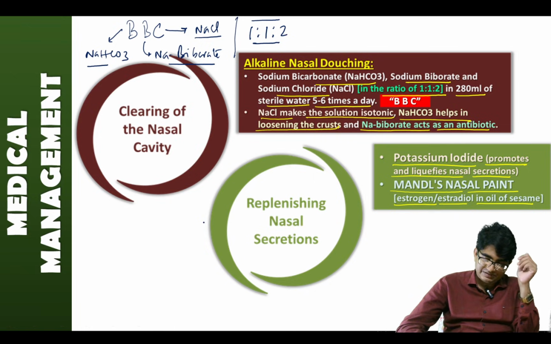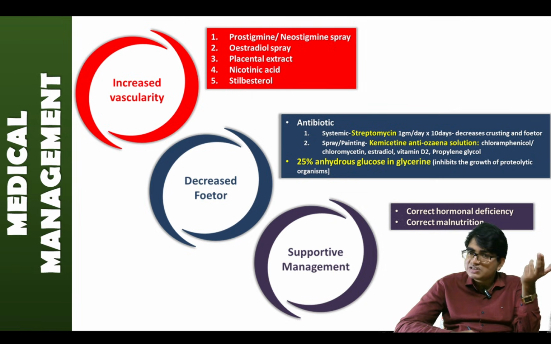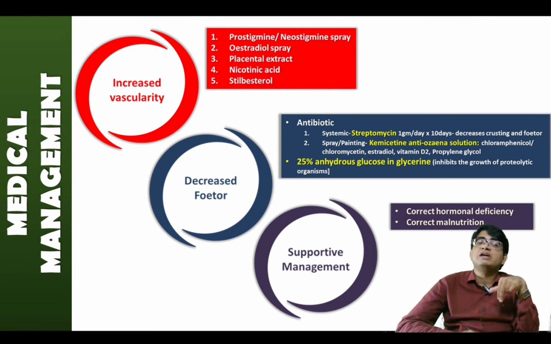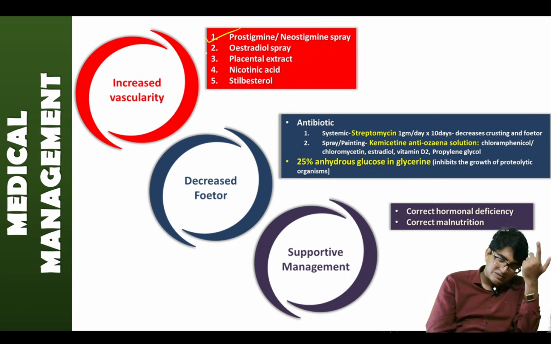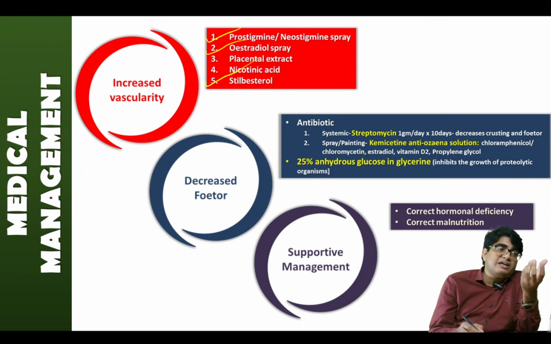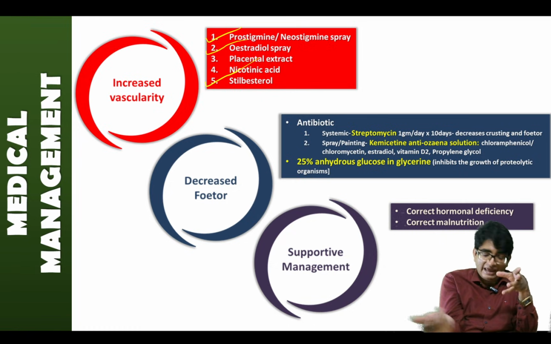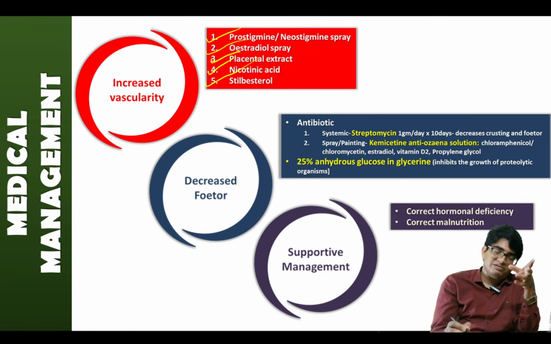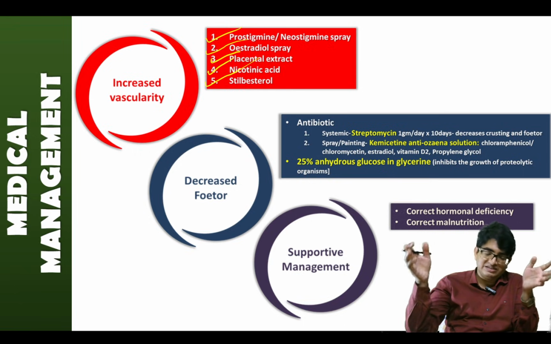BBC we have discussed. Coming to the next target, and that is increased vascularity. Why is there decreased vascularity? Because there is decreased estrogen. We have to supplement estrogen levels. How? With prostigmine, neostigmine spray, with estradiol spray, or with stilbestrol tablets. Correct? Otherwise, we may also give something which has estrogen or which may convert into estrogen, like placental extract or nicotinic acid. Correct? Okay, we will be discussing the placental extract in recent advances in the next slide.